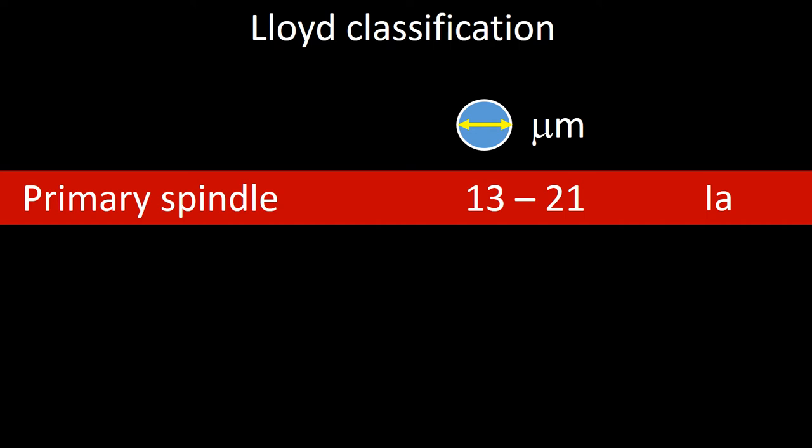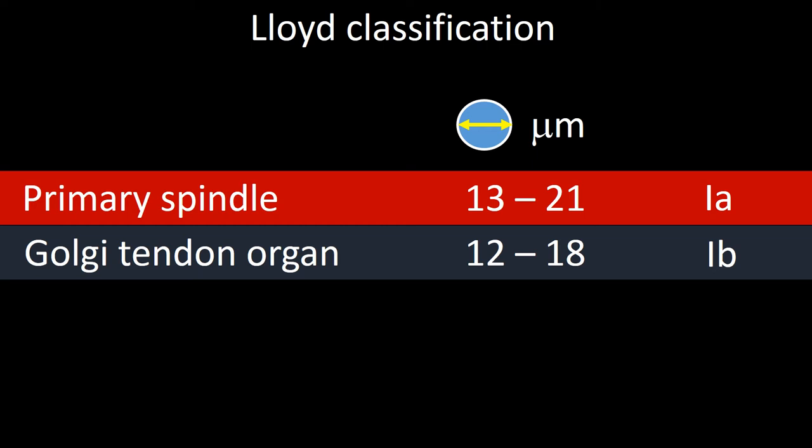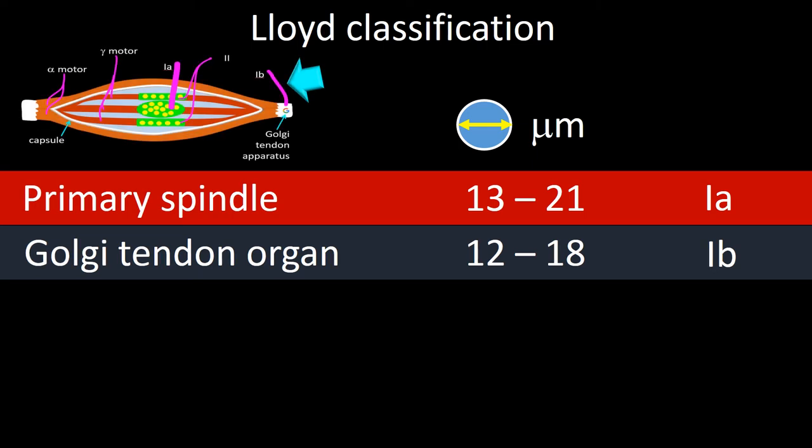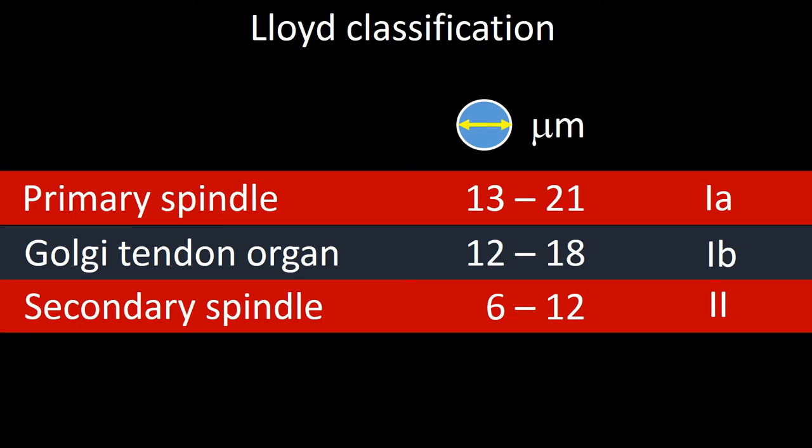Those from the primary spindles, that is from the bags of the intrafusal organelles, have a diameter of about 13 to 21 micrometers and are labeled 1A. They arise, as we previously mentioned, from the nuclear bag fibers of the muscle spindle. The fibers arising from the Golgi tendon organs, which have a diameter between 12 and 18 micrometers, are labeled 1B. You can see a cartoon representation of them in this frame, pointed by the arrow. Next in this classification are those fibers measuring 6 to 12 micrometers. They are labeled type 2.